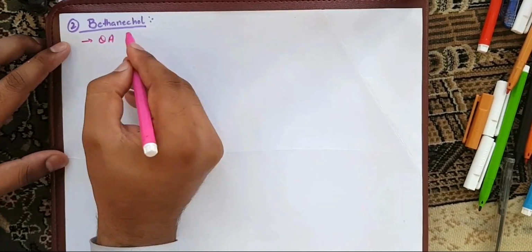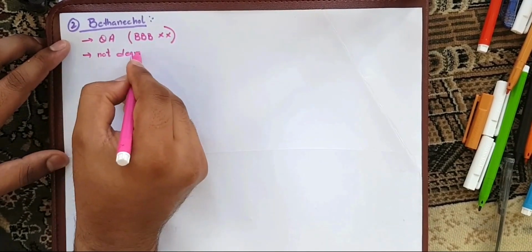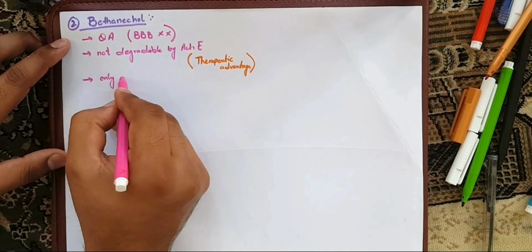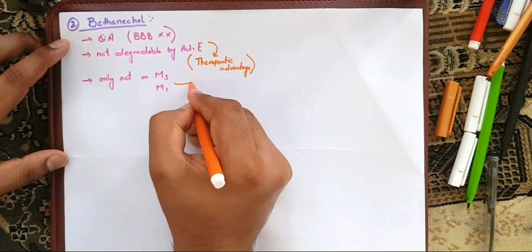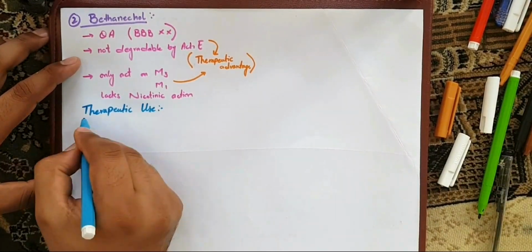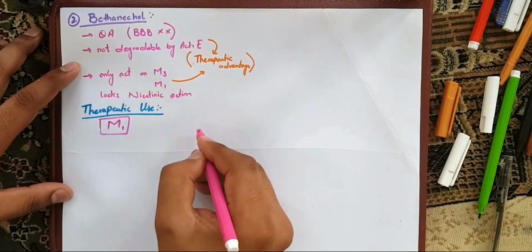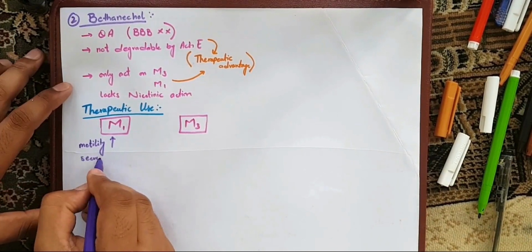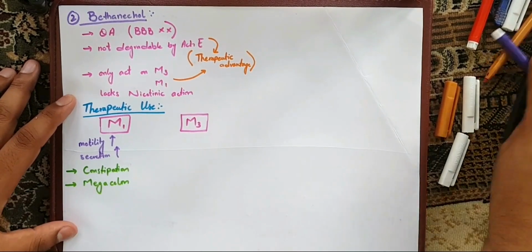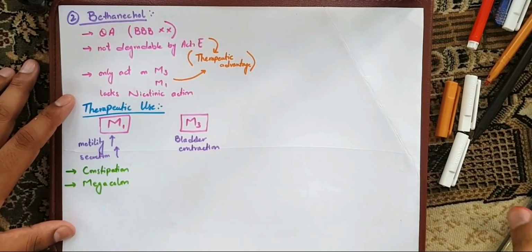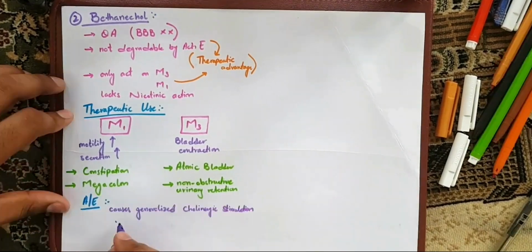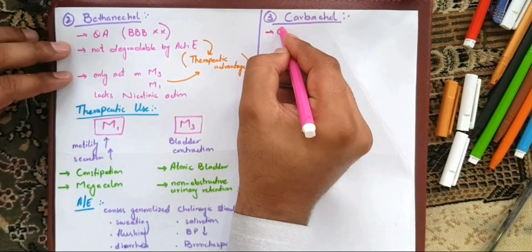The next direct acting cholinergic agonist is bethanechol. Bethanechol is a quaternary amine, which means it cannot cross the blood-brain barrier. It is not degradable by acetylcholinesterase, which makes it long-acting as compared to acetylcholine, and it has action only on M1 and M3 receptors, which also is sometimes therapeutically an advantage. Action on M1 receptors causes an increase in motility and secretion, which makes it beneficial in the treatment of constipation and megacolon, toxic megacolon especially. And for its action on the M3 receptor, it could be used in conditions like atonic bladder and non-obstructive urinary retention.